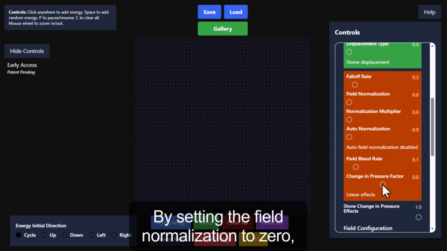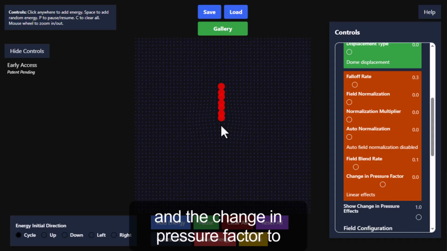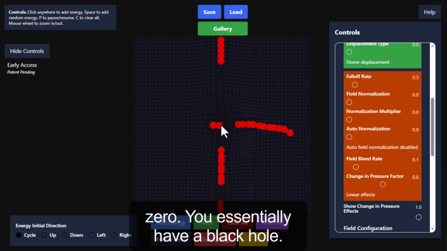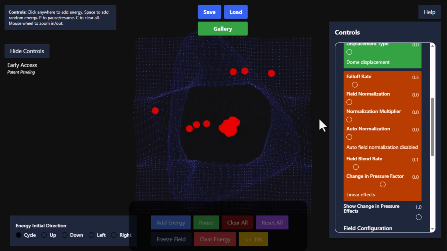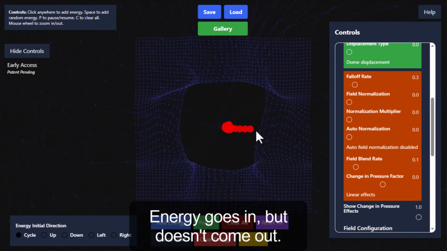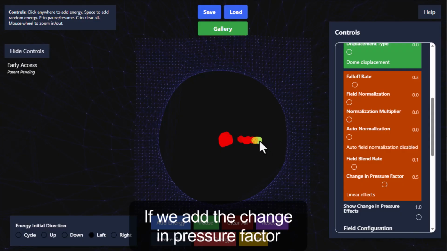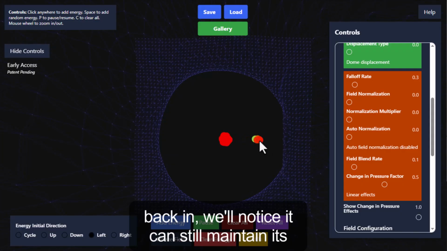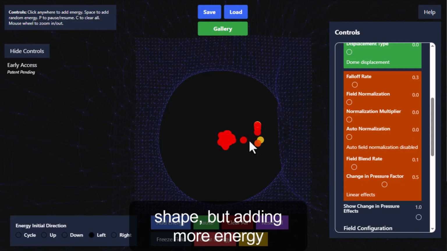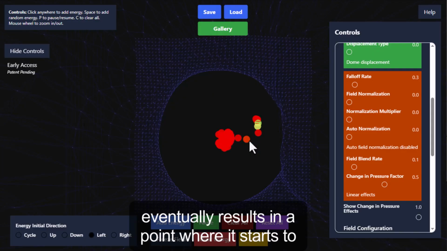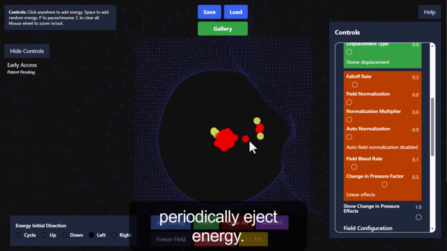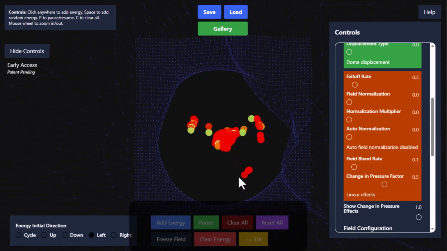By setting the field normalization to 0 and the change in pressure factor to 0, you essentially have a black hole. Energy goes in, but doesn't come out. If we add the change in pressure factor back in, we'll notice it can still maintain its shape, but adding more energy eventually results in a point where it starts to periodically eject energy.